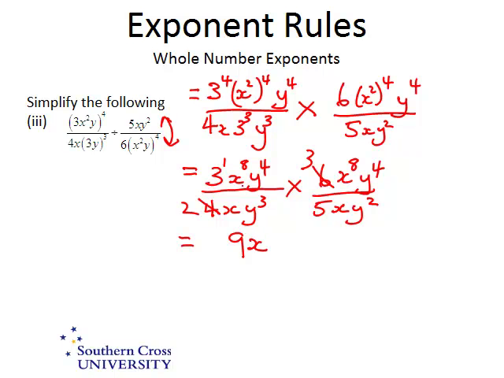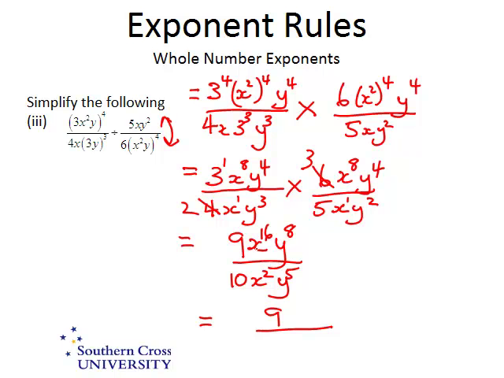X to the power of 8 times x to the power of 8 is 8 plus 8 is 16. Y to the 4 times y to the 4 is y to the 8. The denominator, 2 times 5 is 10. And we have x to the 1 times by x to the 1, which is x squared. And we have y to the 3 plus 2, which is 5. Now I'm going to divide. So that will leave 9.